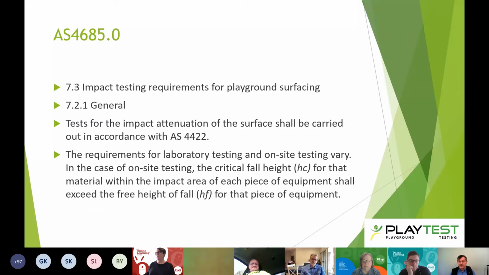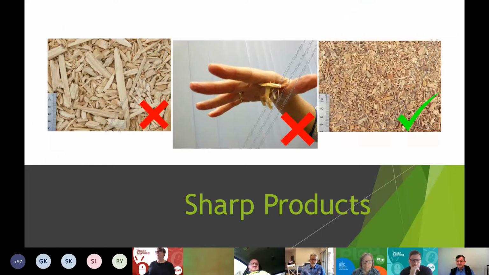So 4685.0 is a great standard. It has the basic definition in there that the critical fall height has to be greater than the free height of fall, which is wonderful. But the one thing I like about this standard is that it has the sharps and the bark colour photographs at the back of it. So we're able to add them into the test as sharps as a squeeze test. That's actually my wife's hand there, showing the timber all sticking into it.